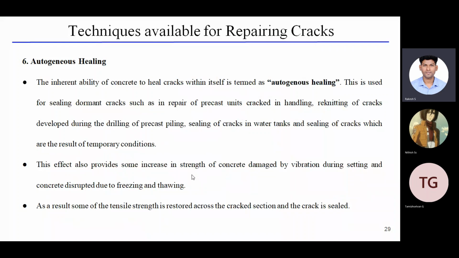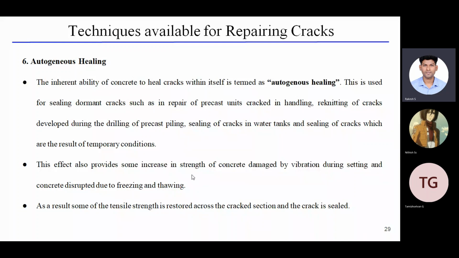Then comes autogenous healing. What is autogenous healing? The inherent ability of concrete to heal cracks by itself. The name itself says that the crack is healing automatically. This is used for sealing dormant cracks, such as the repair of precast units cracked in handling, or reconnecting cracks developed during the driving of precast piling or in work that is going to happen. Sealing of cracks in a water tank, or any sealing of cracks which is the result of temporary conditions that we are working for.